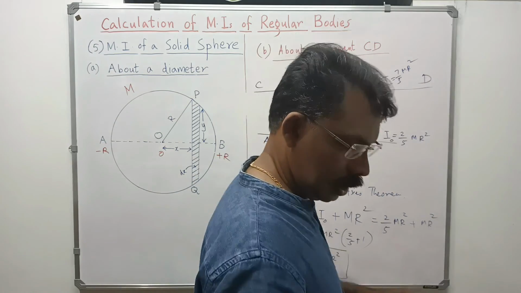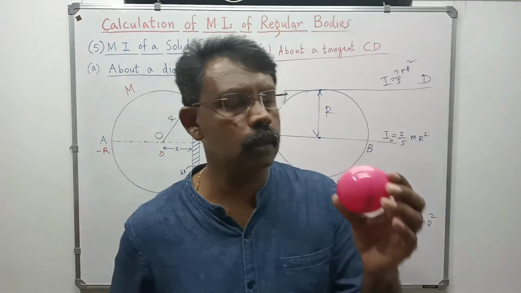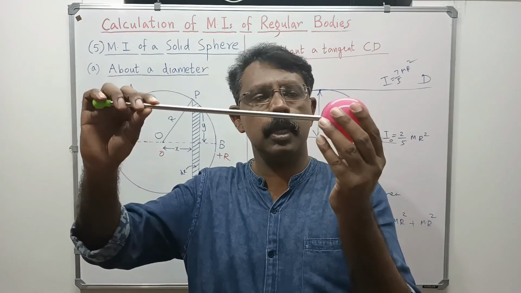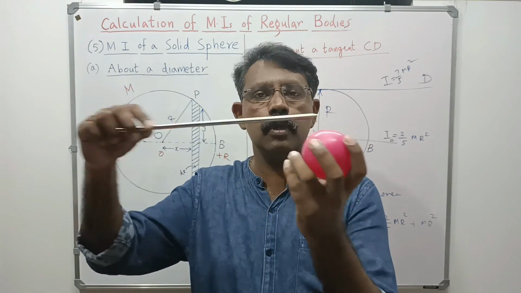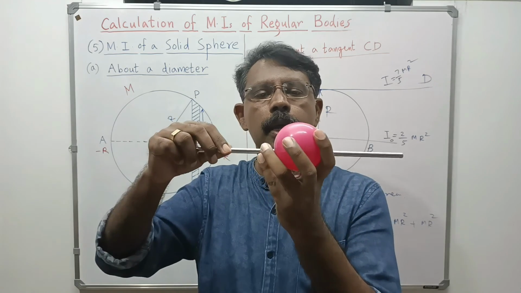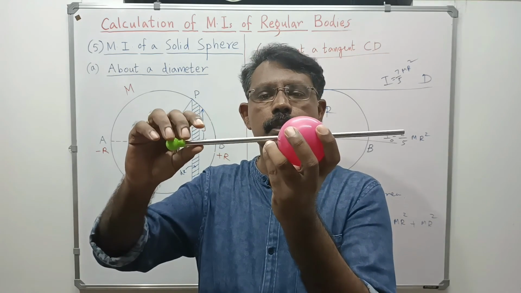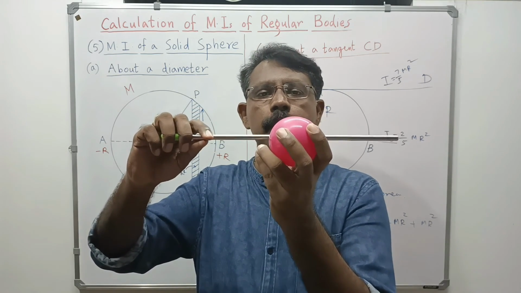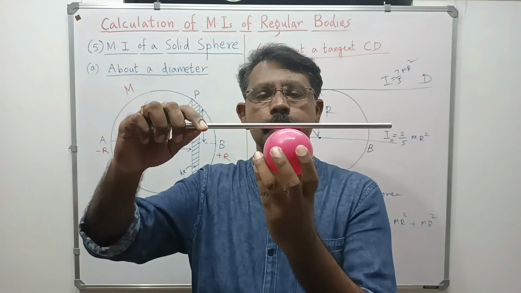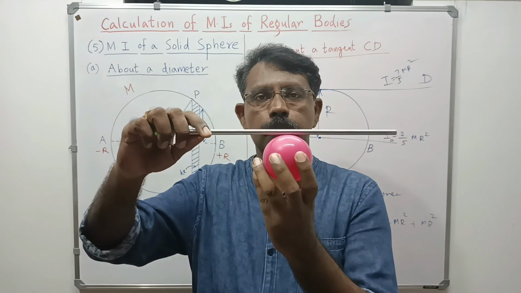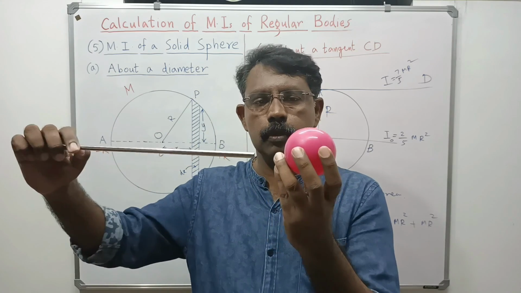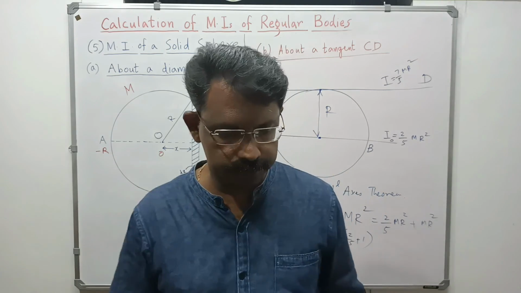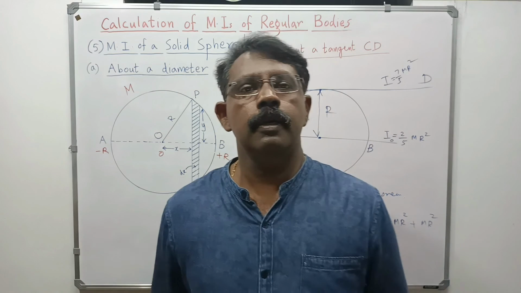So what is the meaning? If I have a solid sphere with an axis passing through the center, as you look from here you can see that this is passing through the center, the moment of inertia is 2 by 5 mr squared. If I take another axis passing through the tangent, it will be 7 by 5 mr squared. 7 by 5 mr squared about the tangent, 2 by 5 mr squared passing through the center. Okay. Thank you.